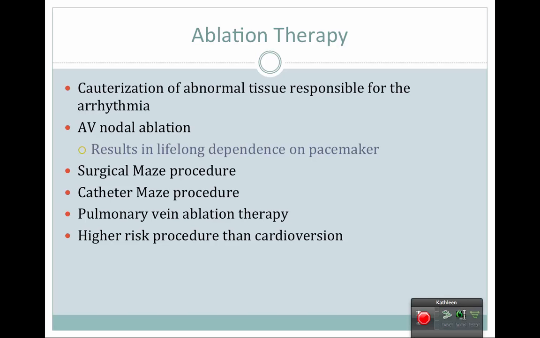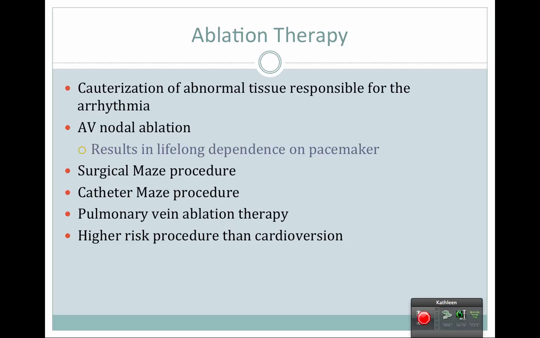This is AV nodal ablation. So this AV nodal ablation requires a permanent pacemaker, okay? So this is not what we go to right away. So we have cauterization of abnormal tissue responsible for arrhythmia, which we talked about. We can identify the tissue that's causing this. We're going to ablate it in the hopes that the patient can be restored to normal sinus rhythm.